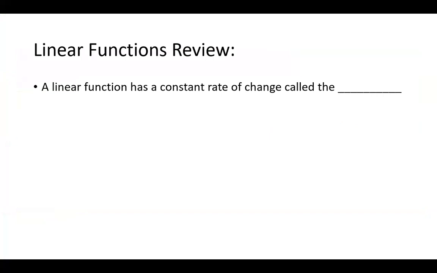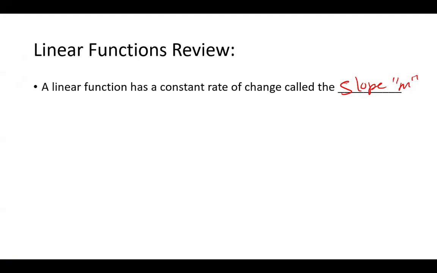Before we get started, let's talk about linear functions from when you were in Algebra 1. In Algebra 1, you learned that a linear function has a constant rate of change called the slope. That's our magic word for the book. We all agree? AKA the M. That's your y2 minus your y1 over x2 minus x1. And what were you doing right there? Subtracting, right? You were finding the difference, that delta.